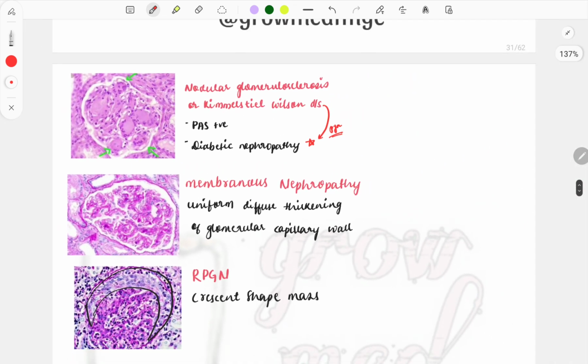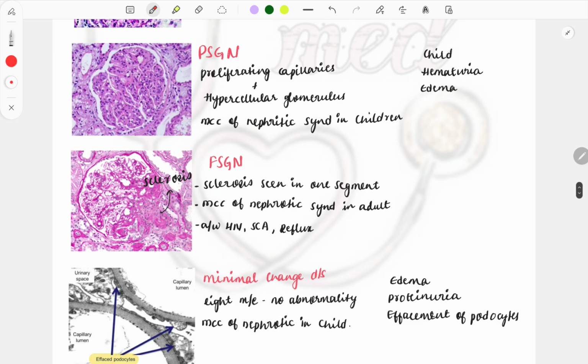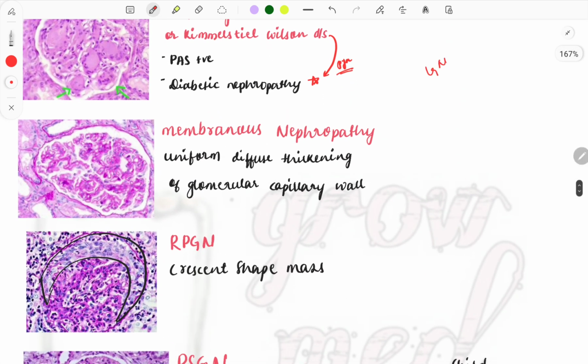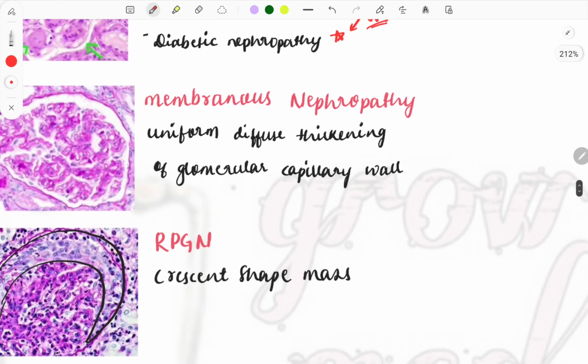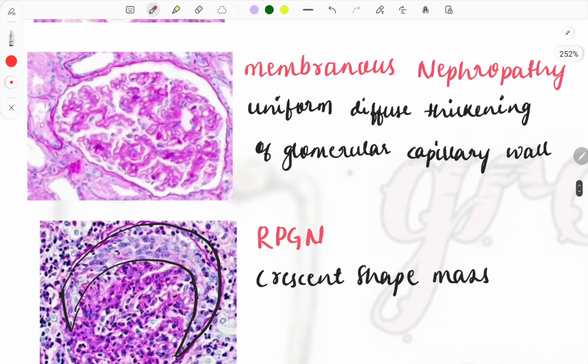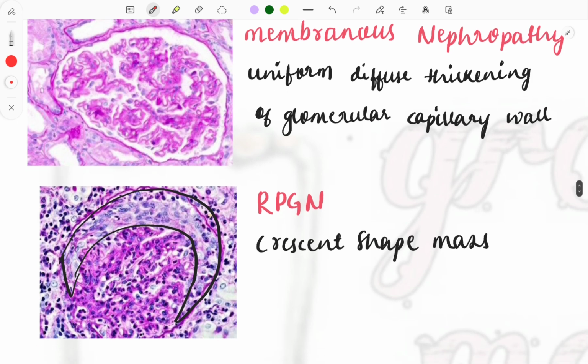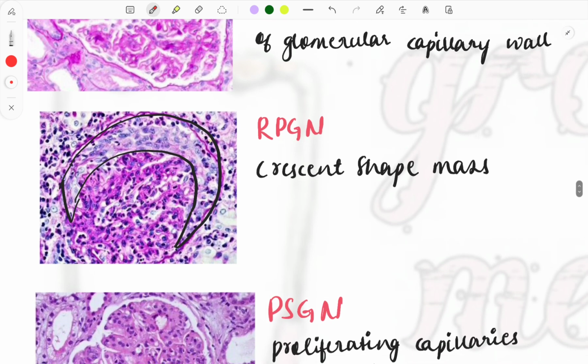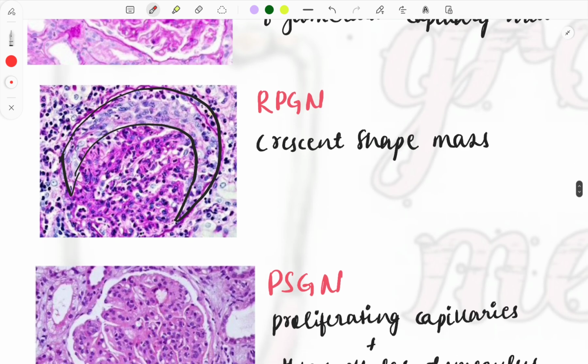I should have attached a normal pathology image, meaning the normal picture of the glomerulus. I could have attached that so that it would be easier for you guys to understand, but I forgot that. So just remember this image: membranous nephropathy, uniform diffuse thickening of the glomerular capillary wall.